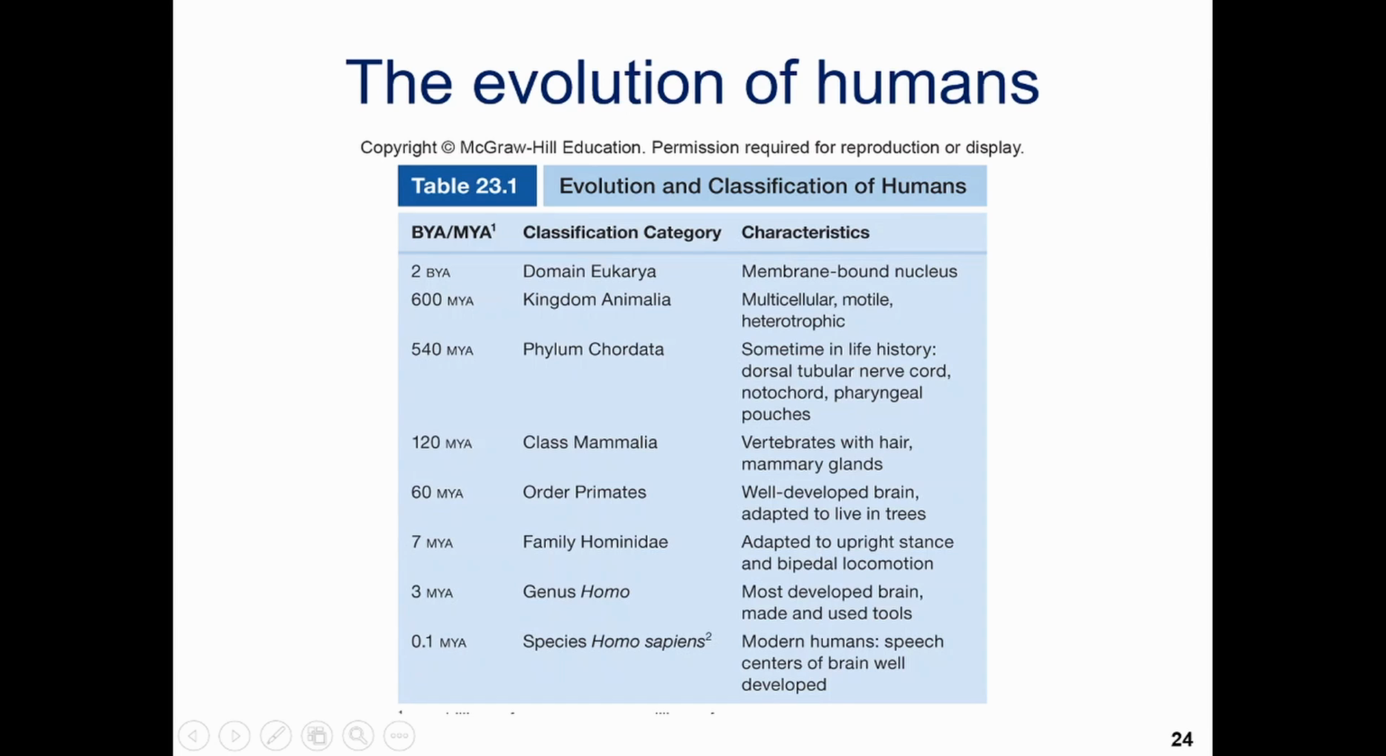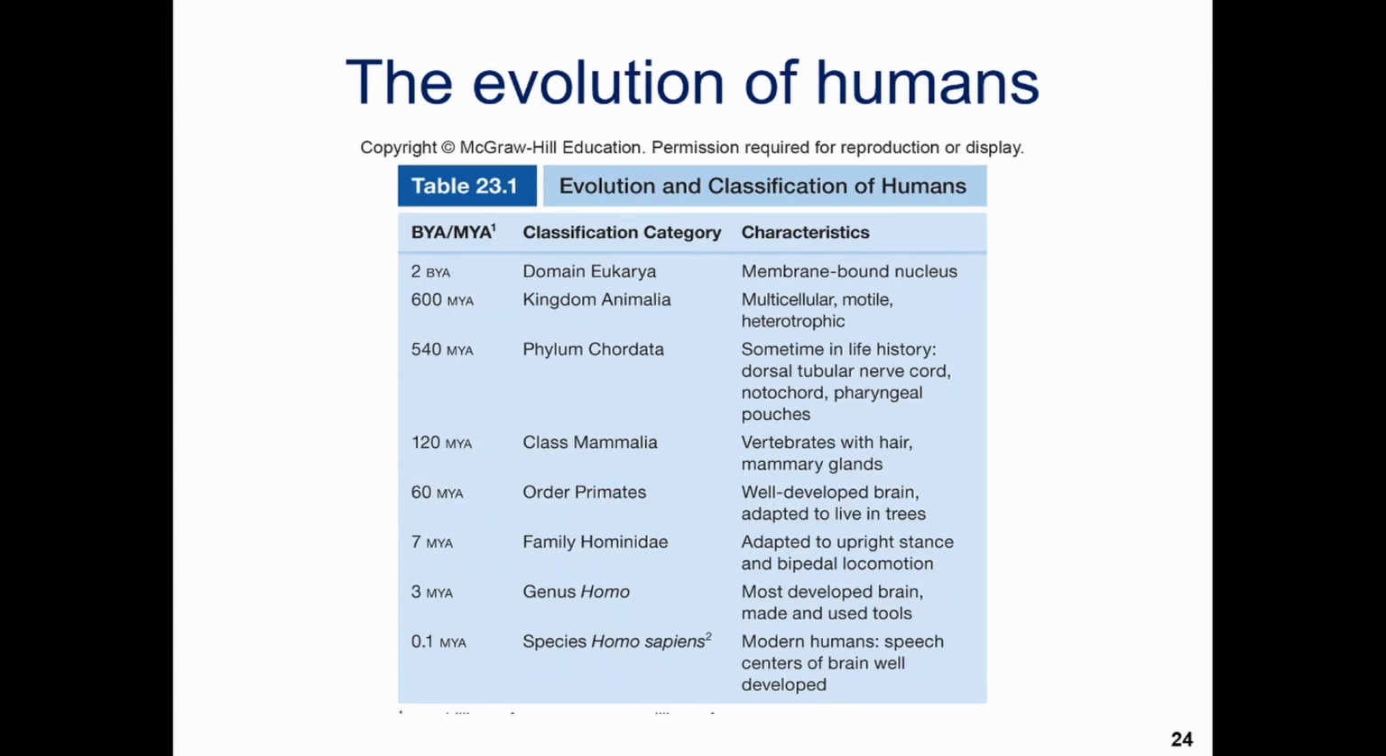So let's get into our last part, where we look at where humans fall in the grand scheme of classifying and identifying organisms. If we look at how things have changed over time in this table here, we look all the way back to 2 billion years ago when we have the domain Eukarya, which is the category where all eukaryotic cells fall into. And we see that characteristic pop up of a membrane-bound nucleus that makes this unique from the prokaryotes like bacteria.